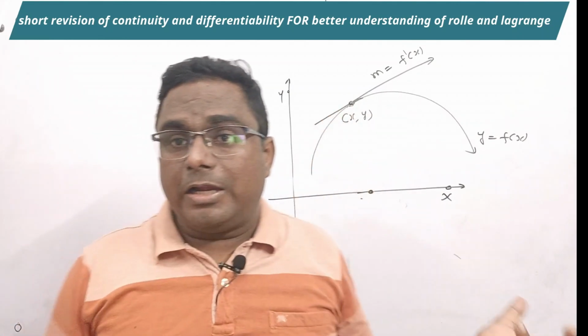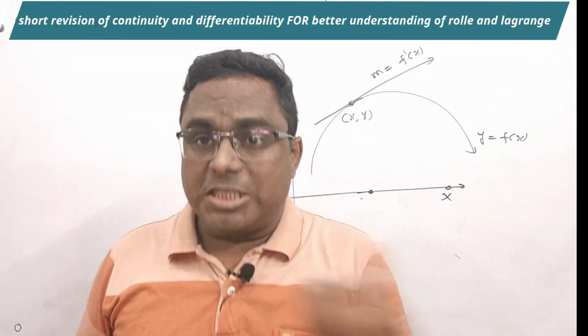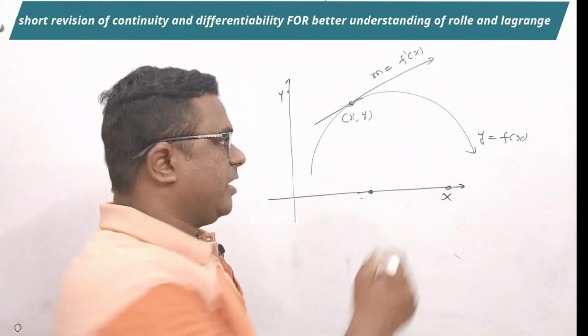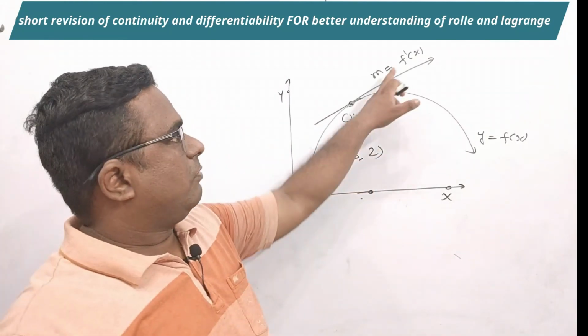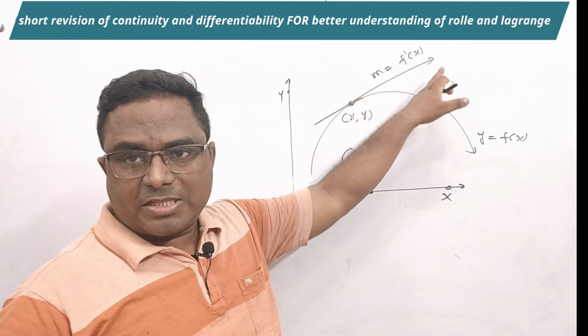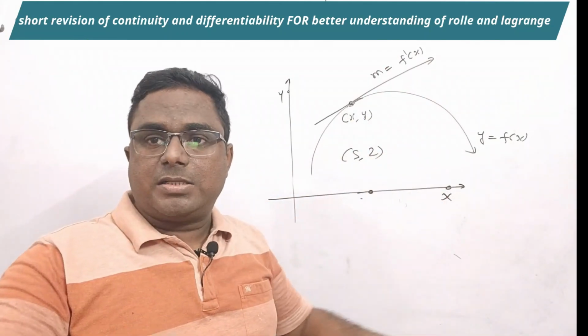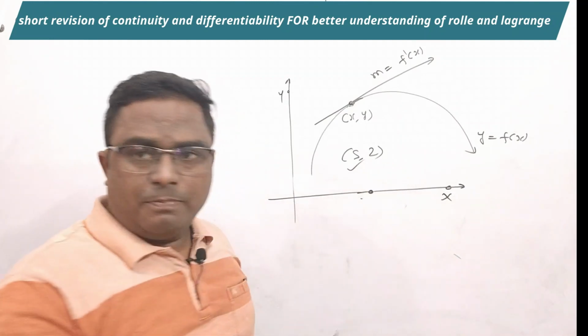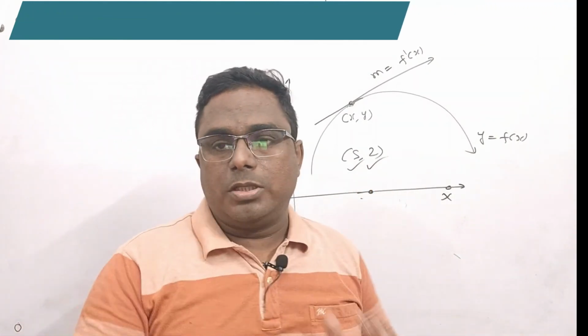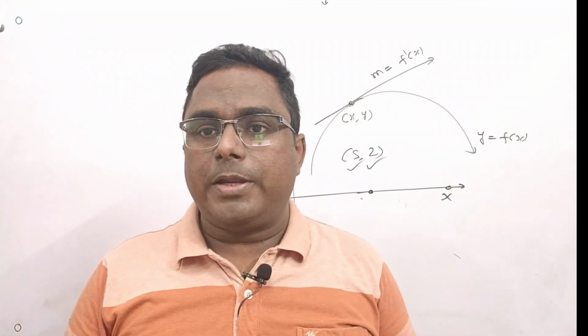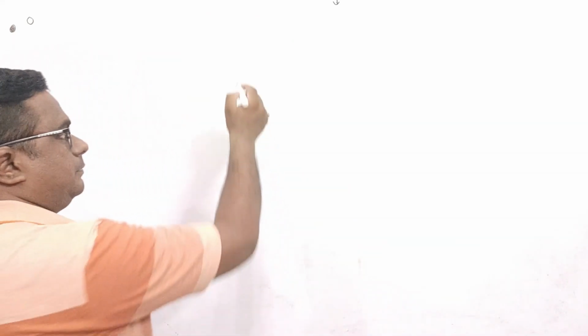And if you want to get the tangent at some specific point like (5, 2), then what will you have to do? First of all, you will find out the value of f dash x, and in that f dash x, you will replace x by 5 and y by 2. So this was the short revision of the topic continuity and differentiability.